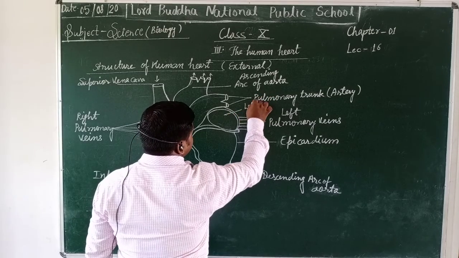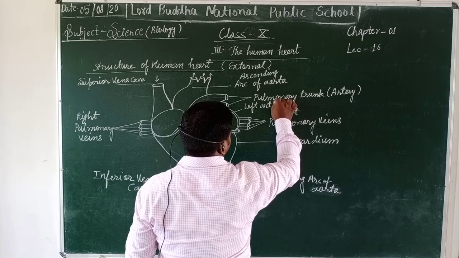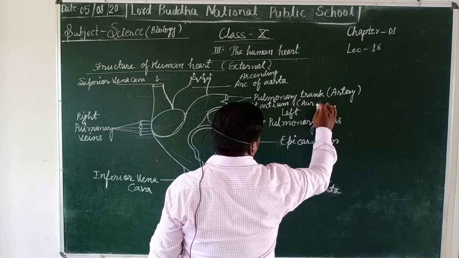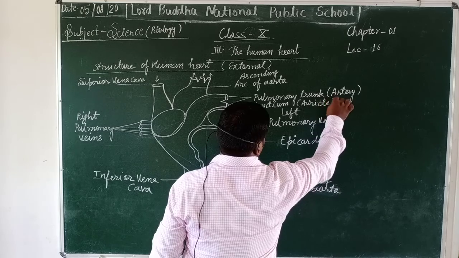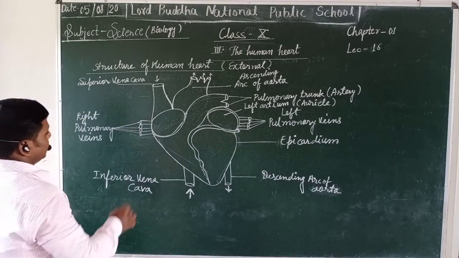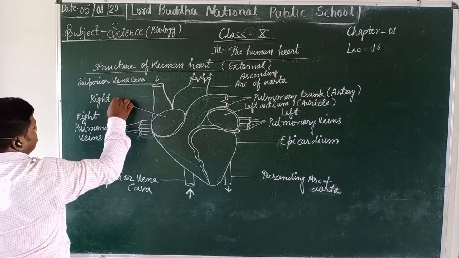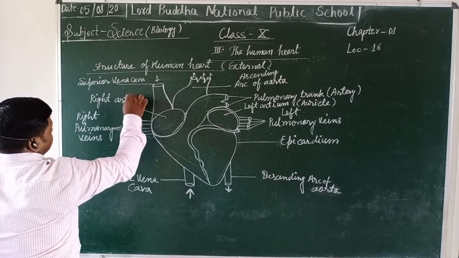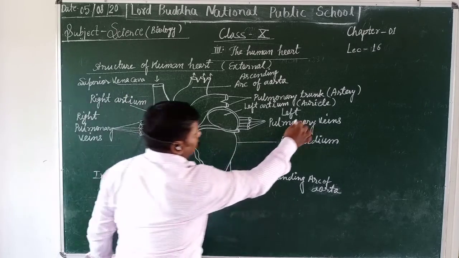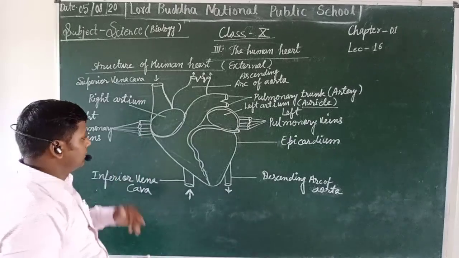This is the left atrium. Atrium is also known as auricle. This is the left atrium and this is the right atrium. As I explained, atrium is also known as auricle. There will be no differences. It has two names, atrium or auricle.